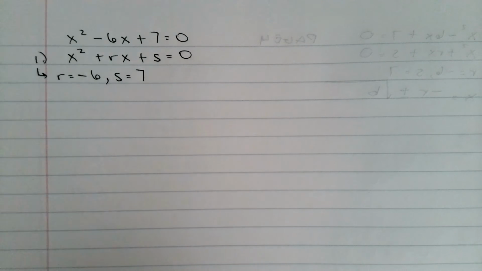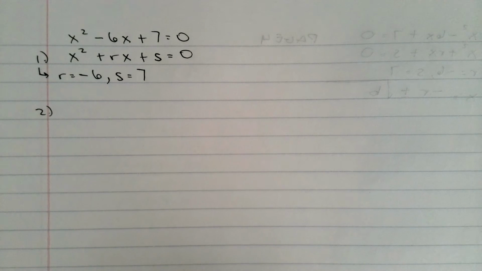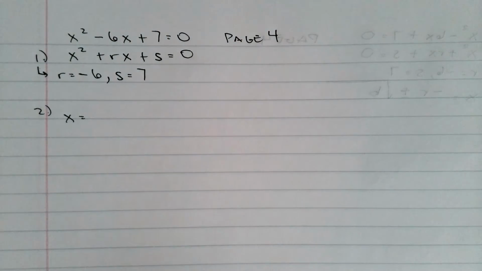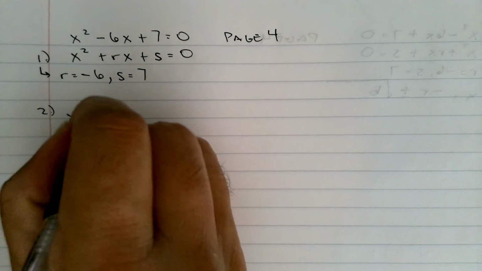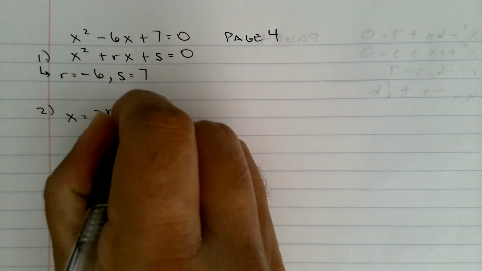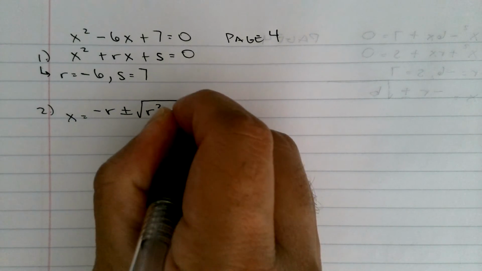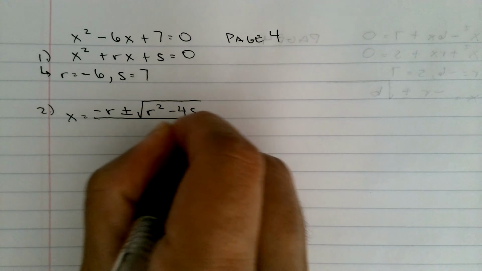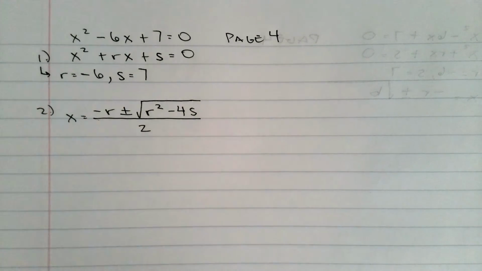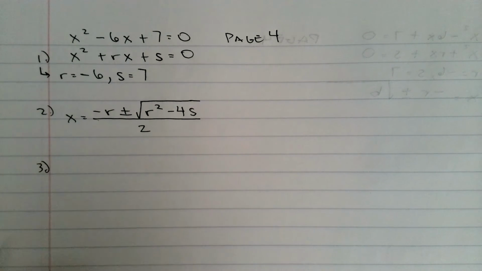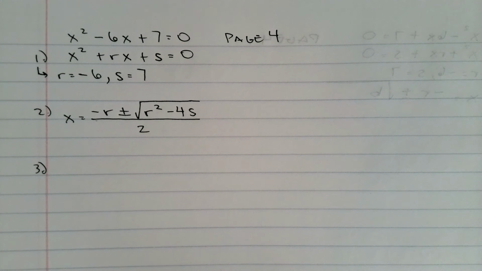And that's step 1. Step 2 then says, write the formula from theorem 3.1. This was found on the previous page of your notes. By the way, this is found on page 4, in case you were wondering. The equation is x equals negative r plus or minus the square root of r squared minus 4rs, all of that divided by the number 2. That's the formula. Step 3 now says, replace r and s in the formula from step 2.